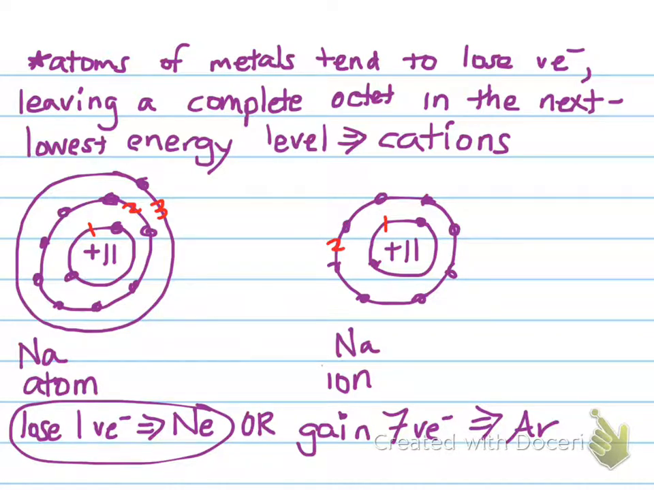And it has a complete octet in the next lowest energy level, right? Because sodium had 3, now its complete octet is in its second. We would write its charge as a +1. So that's what we mean by saying that the atoms of the metals tend to lose valence electrons, leaving a complete octet in the next lowest energy level. And these are cations. Remember, in a cation, the number of protons is greater than the number of electrons. So that's what the metals tend to do.